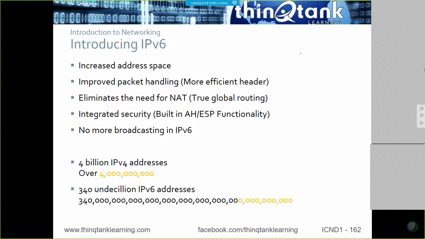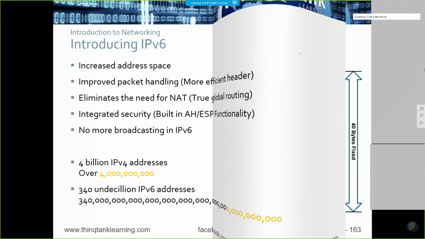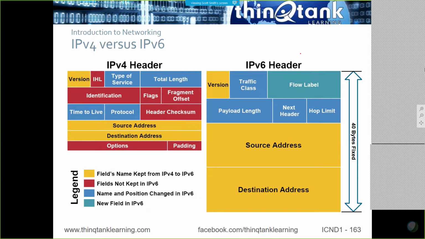So let's talk about the header. On the left, we see our IPv4 header. Those are all the fields we talked about, the version field, the header length field, type of service, total length, etc. But all of those red squares that you see there, all the dark ones on your page, those are all eliminated in IPv6. No more packet fragmentation in IPv6. No more header length field because an IPv6 header is fixed in length. It's 40 bytes, period. No exception, 40 bytes.